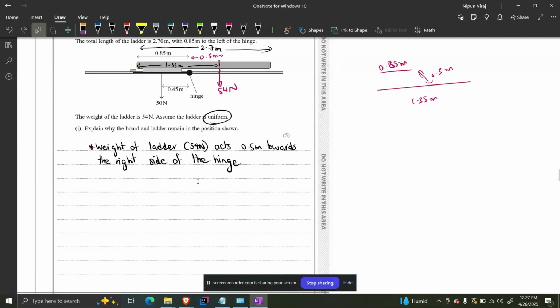So we can calculate first the moment of board about the hinge. That is equal to Fx. That means we are taking the moment by this 50 newtons about the hinge. It will create an anti-clockwise moment, as you can see. So that will be equal to 50 into 0.45. So what will be the value? 22.5 Newton meters.